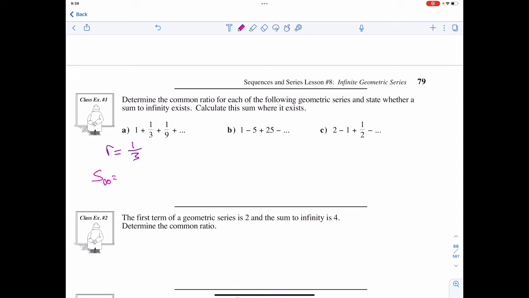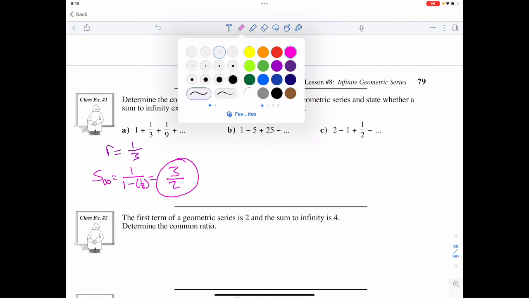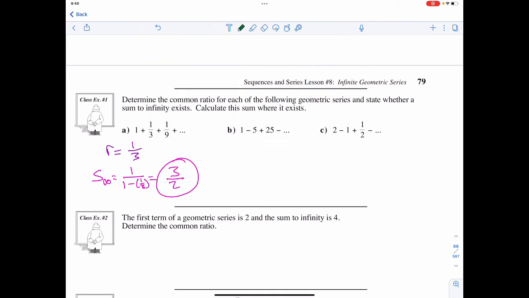I'm going to take my first term, and I'm going to divide it by 1 minus my common ratio. And this is going to have an infinite sum of 1.5, or 3/2. For example B, I'm going to take negative 5 divided by 1, and my R value is just negative 5. No infinite sum.